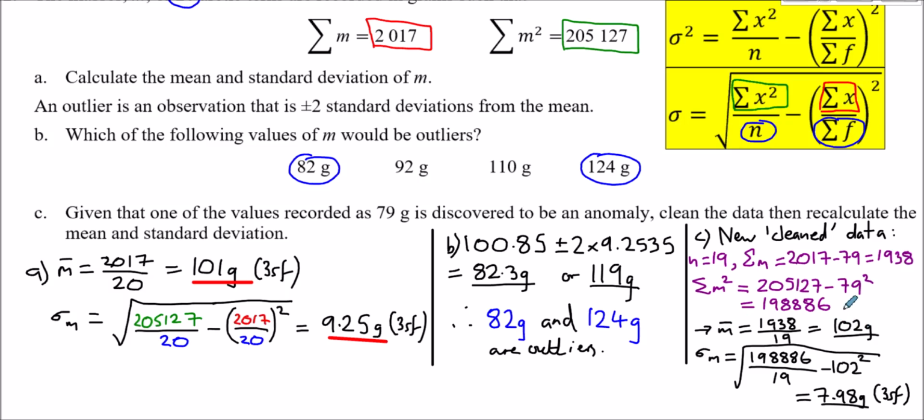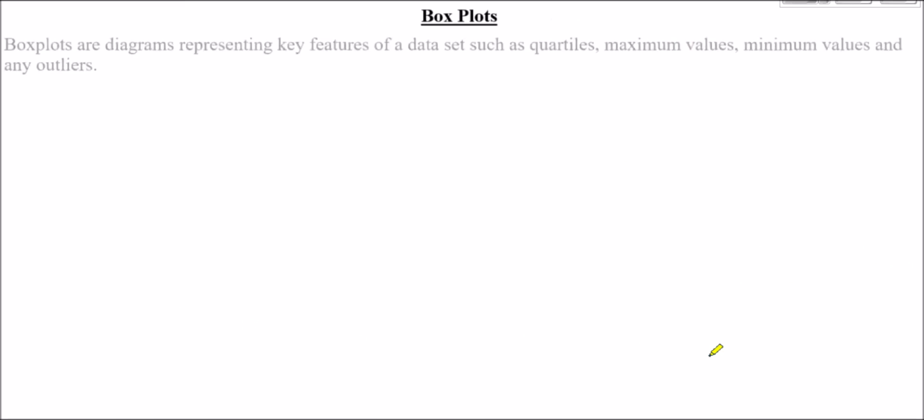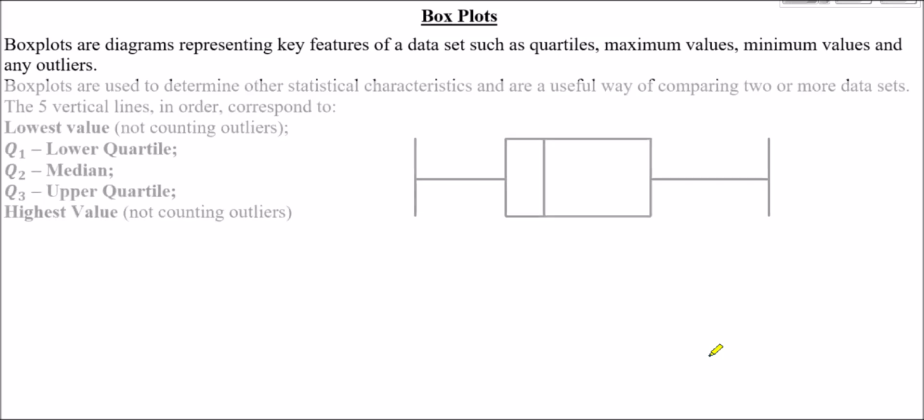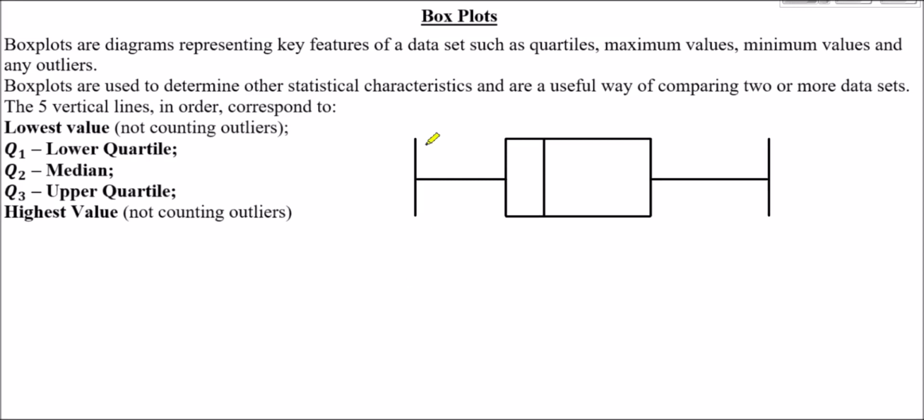And so what we can do next is have a look at some box plots and how outliers are represented on them. Now let's have a look at some box plots. So, box plots are diagrams representing key features of a dataset such as quartiles, maximum values, minimum values, and also outliers. Here's just a generic example of what a box plot looks like.